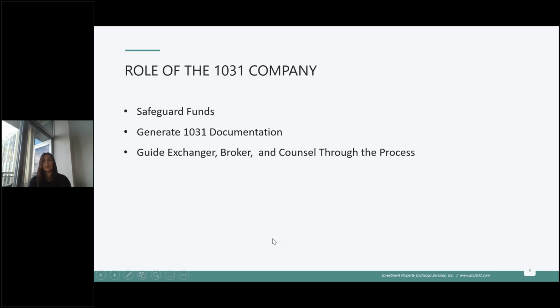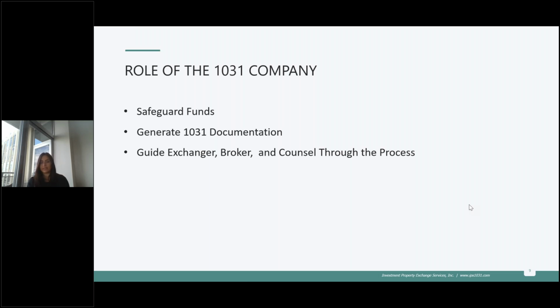So those are some of the basic rules that you have to follow in order to get the full benefit of the 1031 exchange. Another rule that you have to follow is you have to hire a 1031 company, which is, of course, what I do. Our main function in the transaction, I should say one of our main functions, is that we hold the funds in between the sale of the old property and the purchase of the new property.